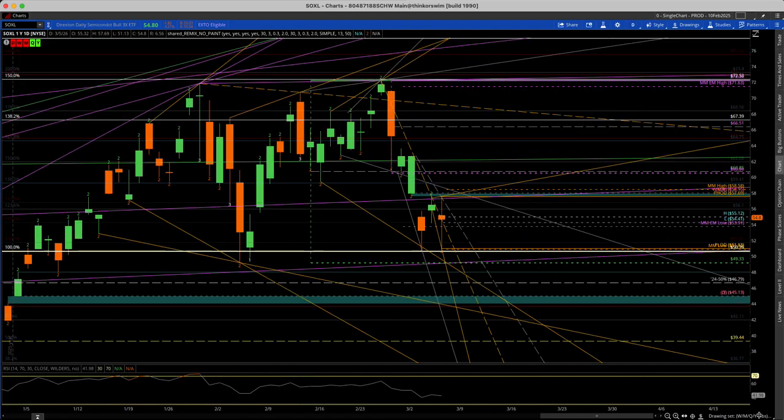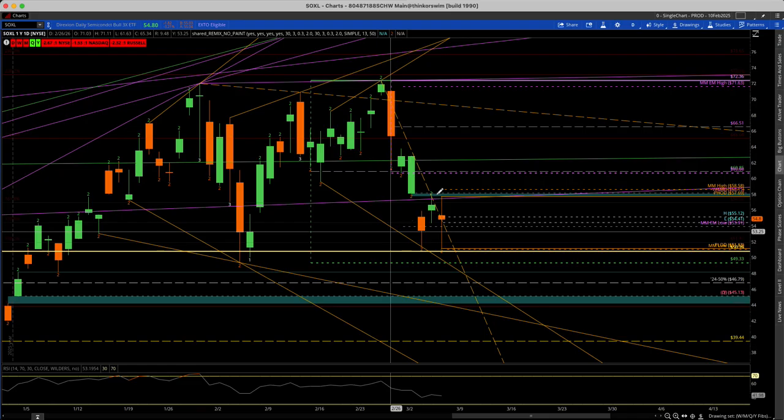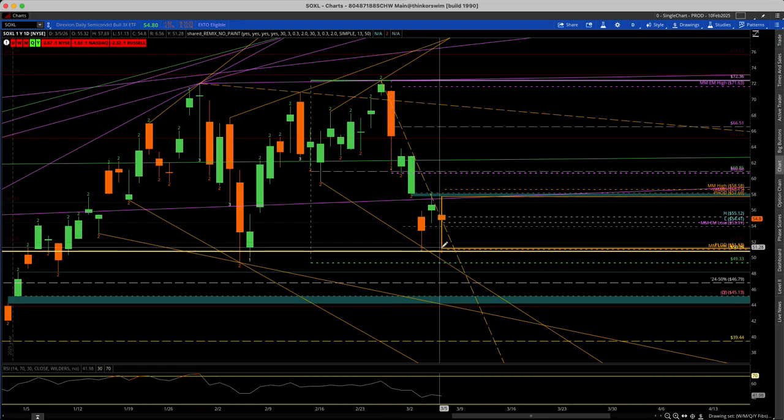Switching to the day, let's get a little cleaner chart here. On the day, again, we made that lower high and then a lower low. So technically we are in a downtrend.